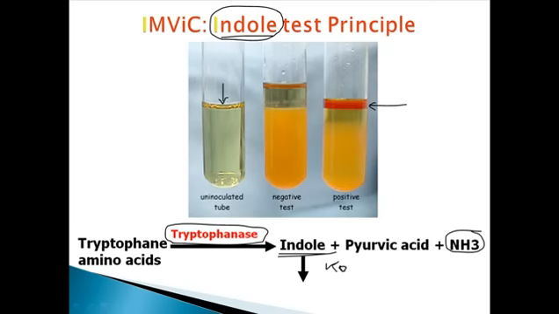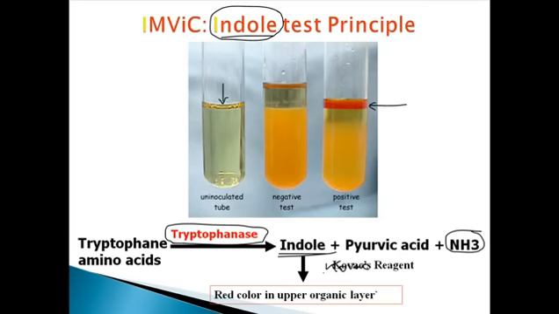Here we have the Kovacs reagent. The indole will interact with Kovacs reagent, and finally it will form this red color. So this is the red color formation, a red color layer on the upper side of the organic sample. From this we can determine whether the bacteria have produced indole or not. So that's how we can distinguish between them.